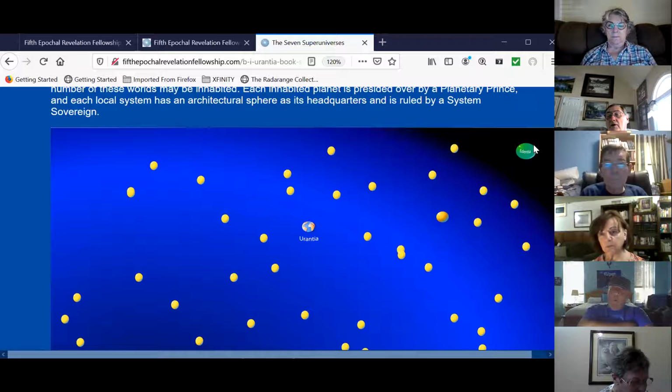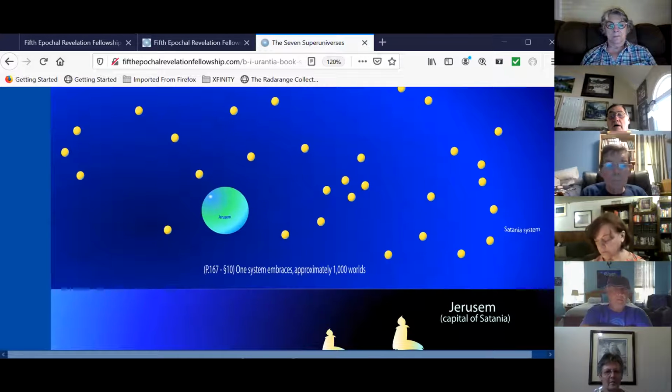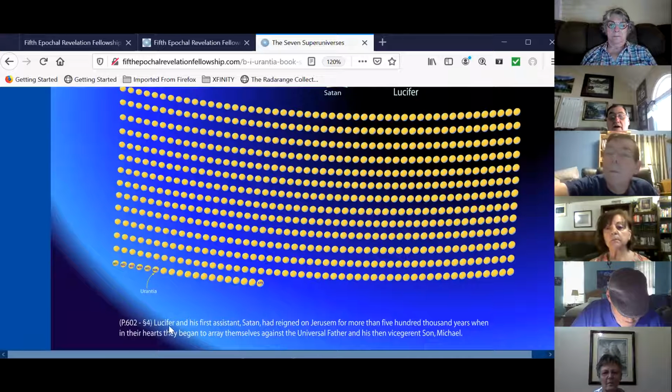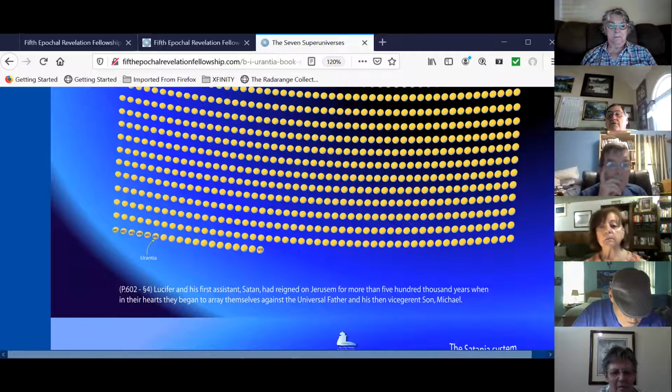You can see Edentia up here, all right? See that up in the corner? And that's our constellation, all right? So what it's talking about for our local system is the Satania system, okay? And this system embraces what? 1,000 worlds. Now we only have how many? 619 inhabited as of the writing of this book. There may be more now. And the capital of that system is Jerusalem. And this is an illustration of the 619 worlds in the system of Satania.